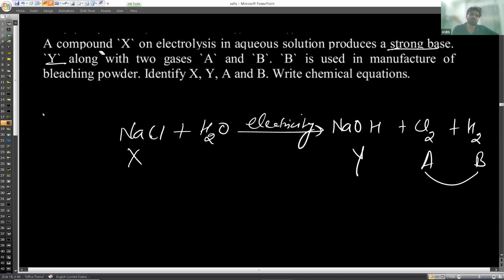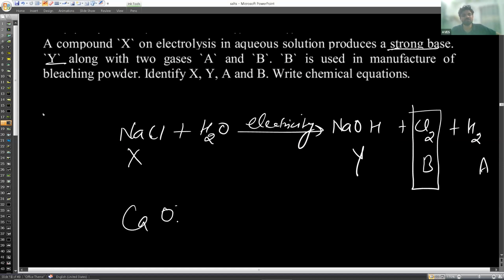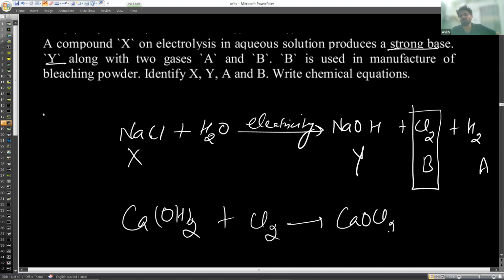Cl. Yes, B will be Cl2, chlorine gas. We can write A through this one, but it is saying B is used, so B should be chlorine gas, because it is used for preparing bleaching powder. How do we prepare bleaching powder? By passing chlorine gas with calcium hydroxide, you will get CaOCl2 plus water. Understood? Yes or no?